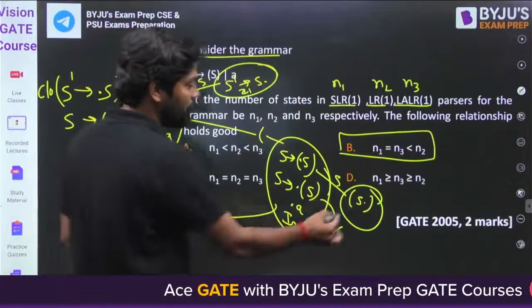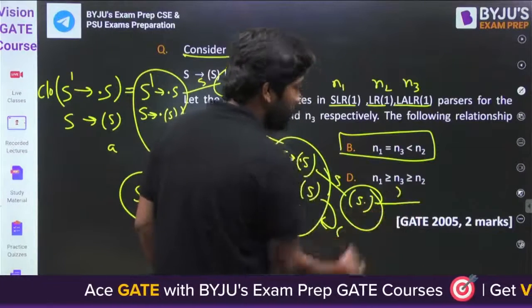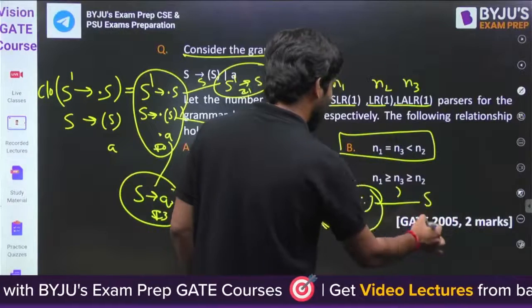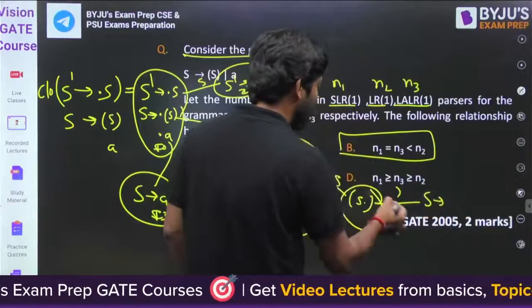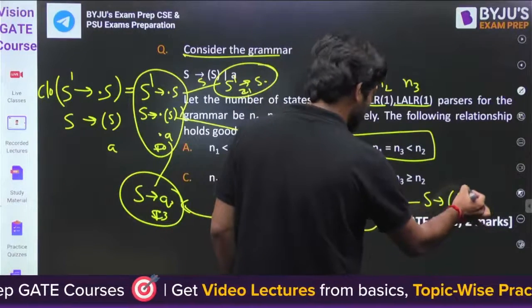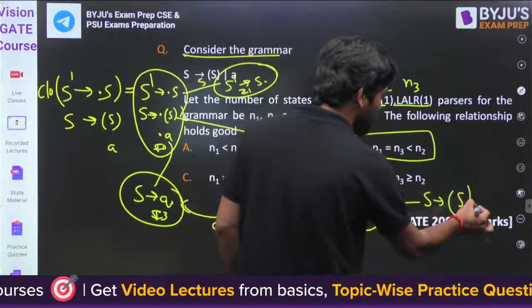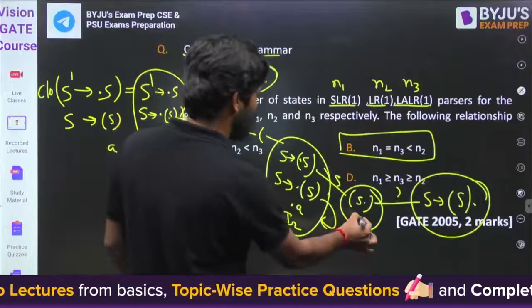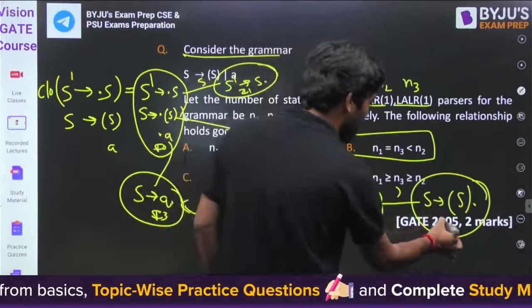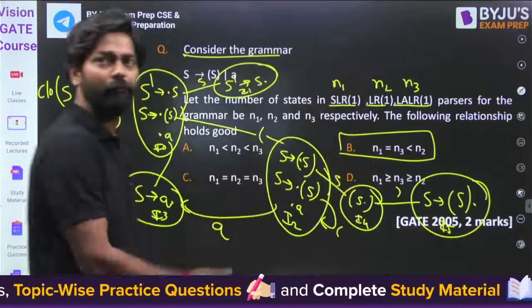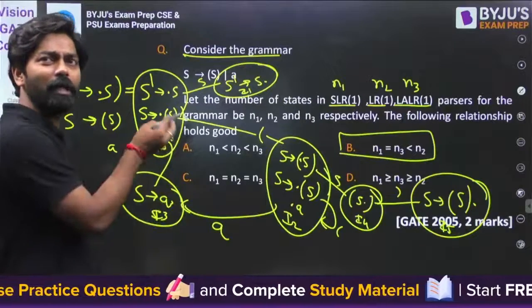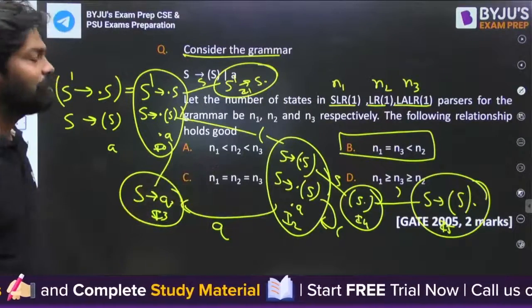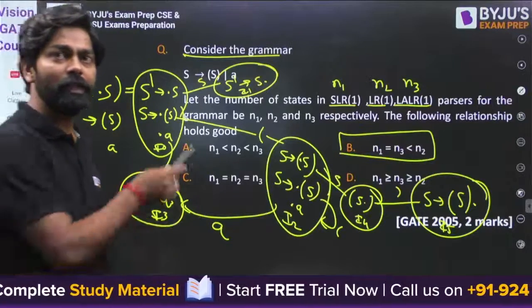Now see clearly here. What is the input? The input is the closing bracket. It is S goes to opening bracket S closing bracket dot. You can write I3 here, I4 here, and I5 here. So the total number of states, for you people only I am solving this question, is 0 to 5, which is 6. This is SLR1.